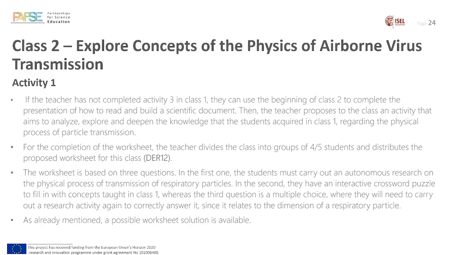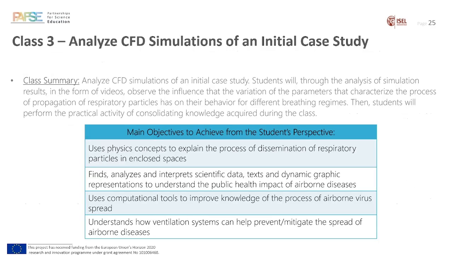Students should be divided into groups of 4 or 5, and the proposed worksheet for this class will be distributed. This worksheet is based on three questions. In the first, the students must carry out autonomous research on the physical process of transmission of airborne diseases, airborne particles. In the second, they have an interactive crossword puzzle to fill in with concepts taught in class 1. The third is a multiple choice question where they will need to carry out research to answer correctly, since it relates to the dimension of a respiratory particle. So basically, this worksheet was created to consolidate the knowledge acquired specifically in class 1. And as already mentioned, a possible worksheet solution is available.